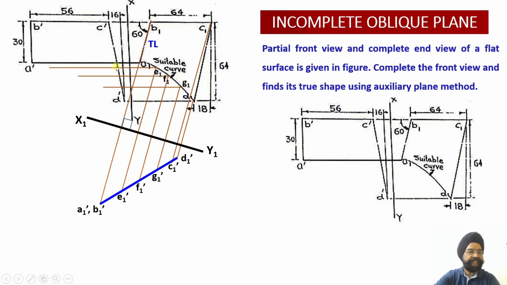But I do not know the distances of these points E dash, F dash and G dash from the XY. So this is the missing link because the forward curve was not there. Had the forward curve been there, all these points would have been projected over here. Now I know the locations of these points E1 dash, F1 dash and G1 dash using my edge view. So my edge view gives me the location of E1 dash. So what is the location of E1 dash?